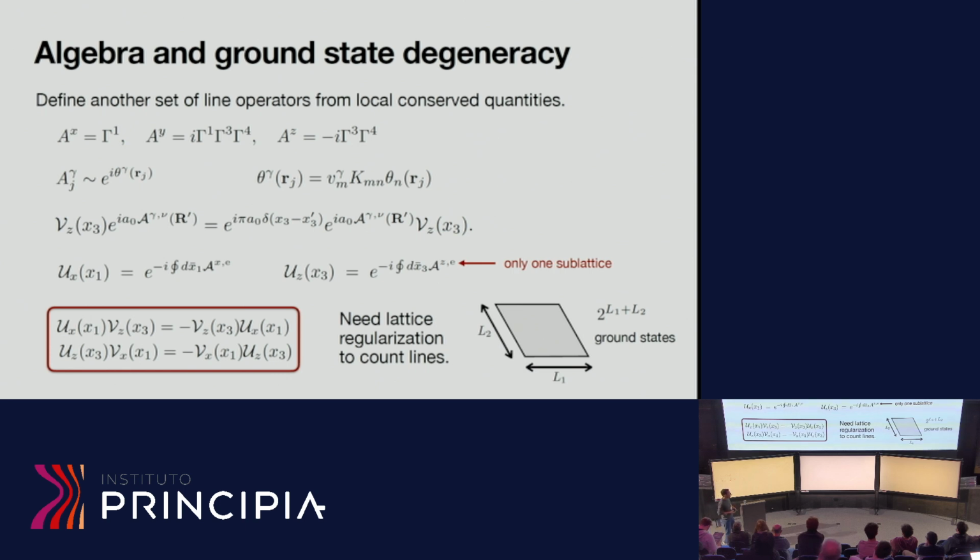But to count the lines here, as usual, you need to talk about the thickness of this line, right? So you need some lattice regularization. So if I go back to the lattice, then this will be consistent with the degeneracy that I mentioned before. If I say I have L1 lines in one direction, L2 lines in the other direction, so you get this subextensive ground state degeneracy.